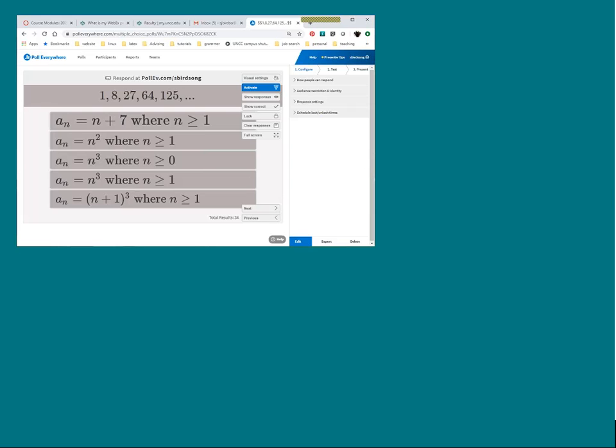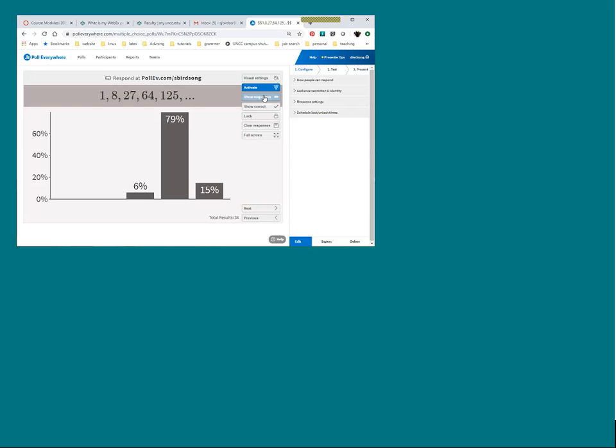So by process of elimination, the only two answers that would give you back 1 for the first term are the second answer and the fourth answer, so n squared and n cubed. N squared is obviously wrong because these are all cube numbers. So the only right answer here is going to be that fourth one.